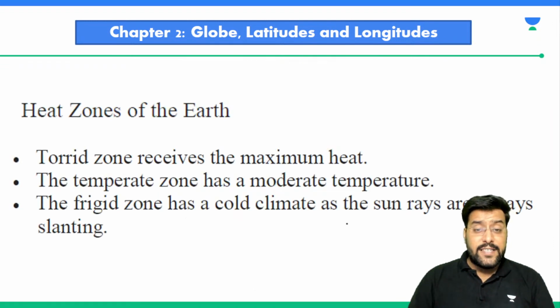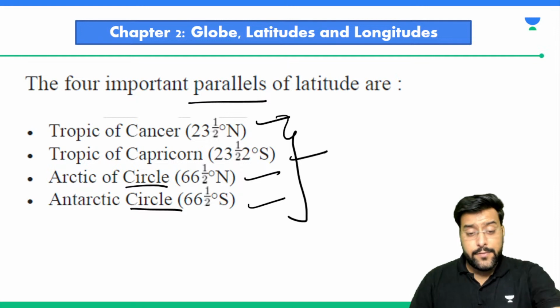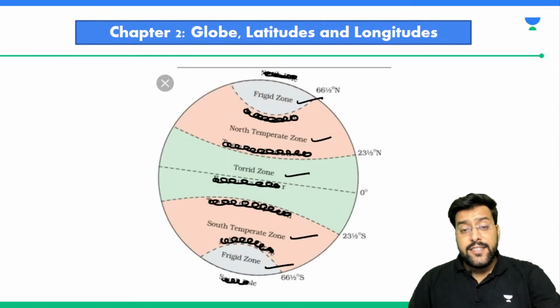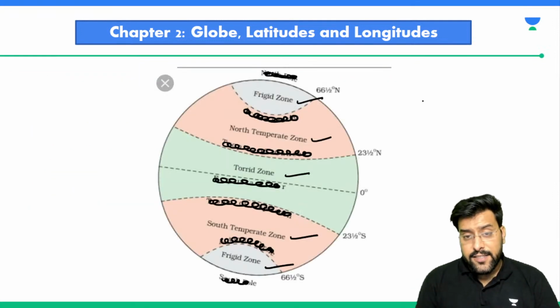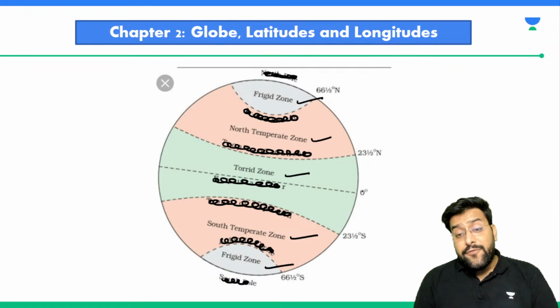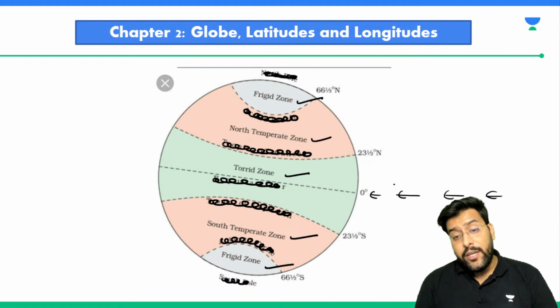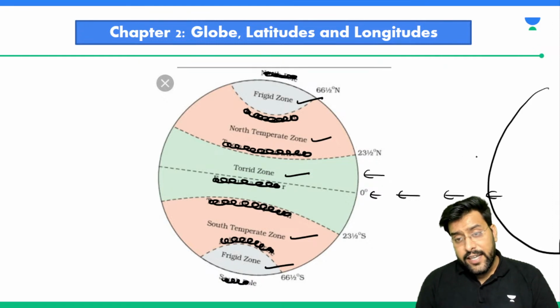So what happens is, this is our earth and here we have sun rays coming. Sun rays fall directly on the equator. So sun rays are falling directly on the equator. So it's like this.